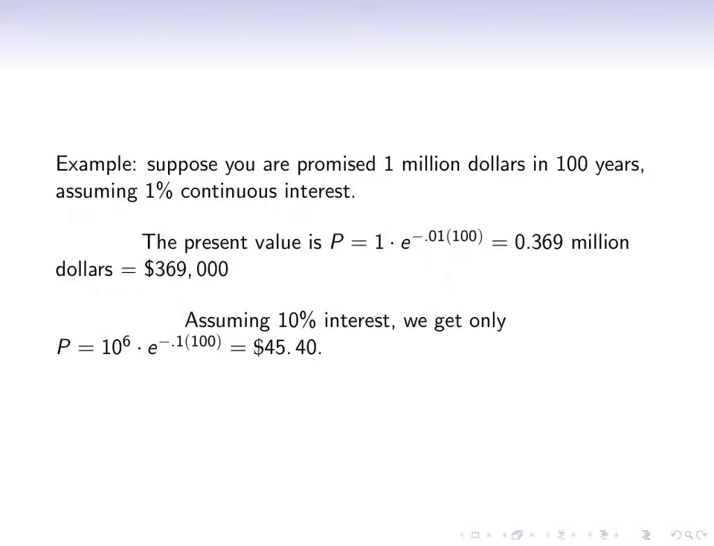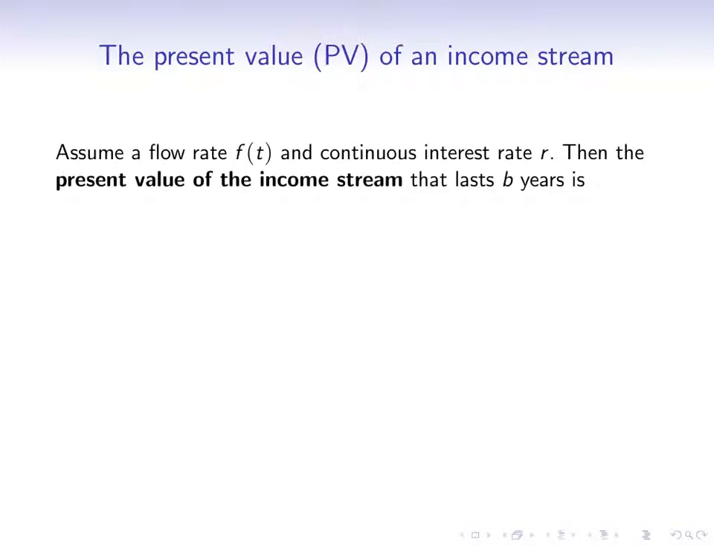For comparison, suppose you are assuming 10% interest, then we get P is equal to about $45. So the interest rate matters a lot. To say the same thing, if assuming 10% interest, if you have $45.40 now, in 100 years at 10%, you will have $1 million.